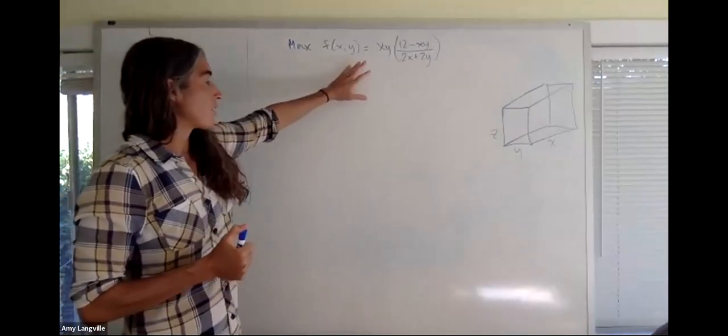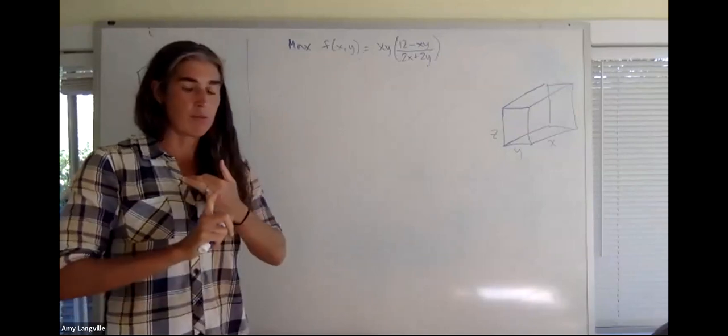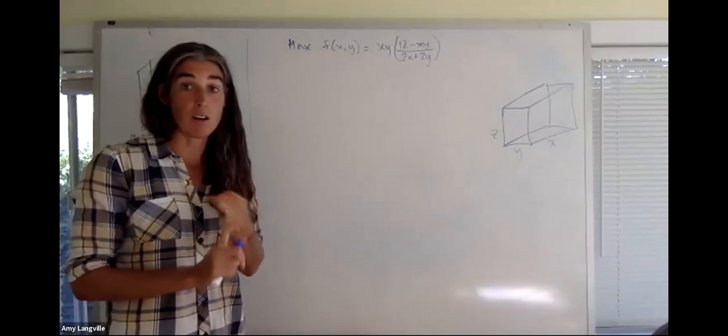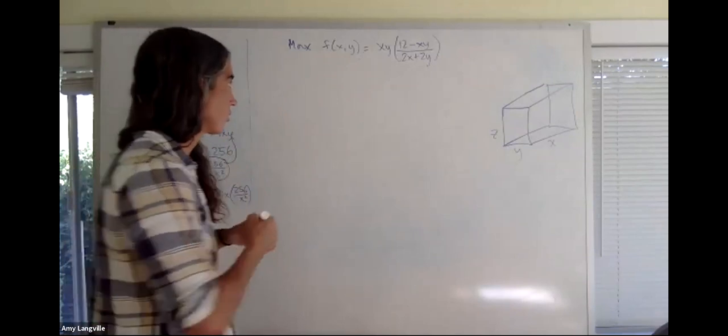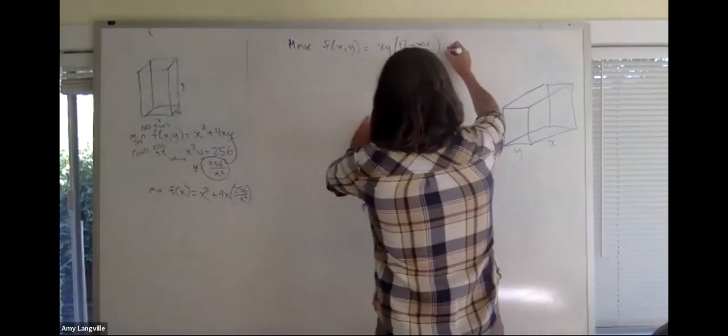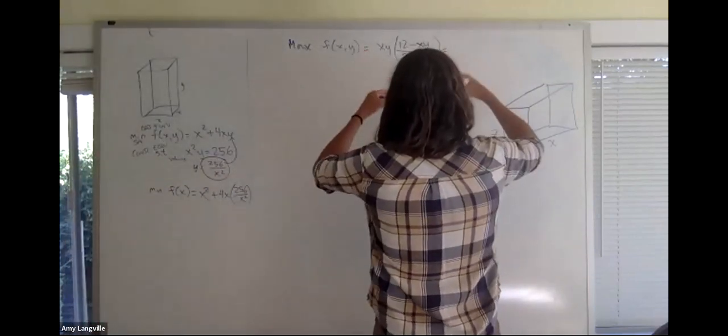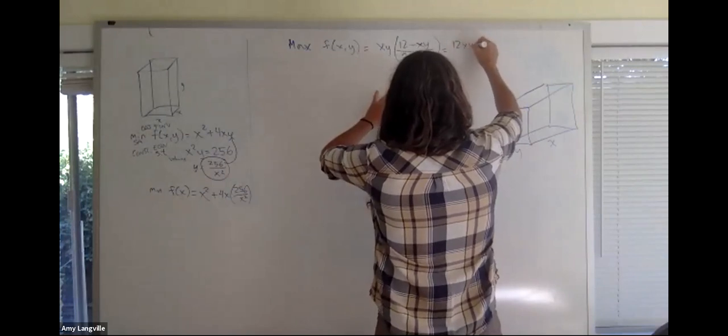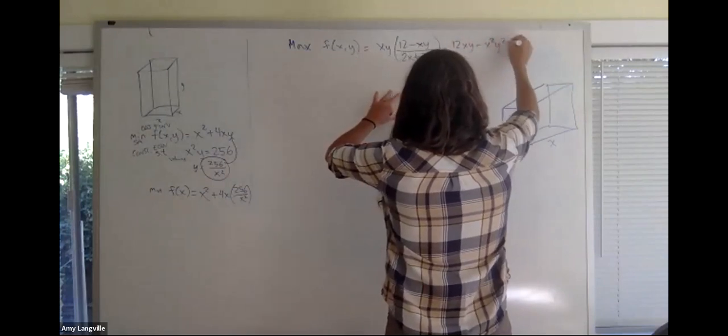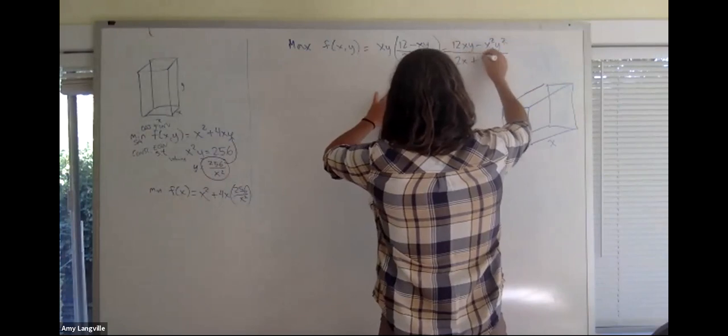We want to maximize this function here. To do that, we have to find our critical points, which means we need our f sub x and our f sub y, both first partials. So I'm going to clean this up a little bit so that I have just one numerator, one denominator. So 12xy minus x squared y squared over 2x plus 2y.